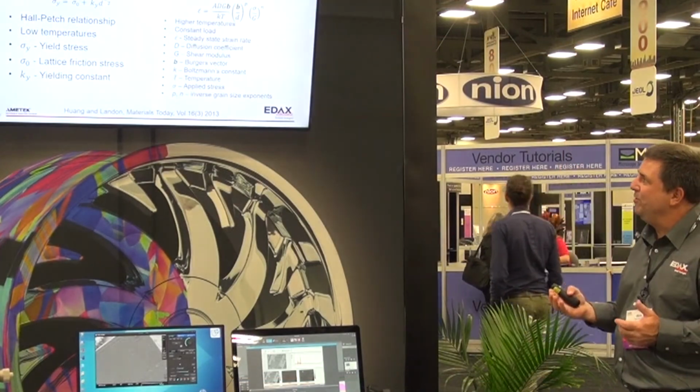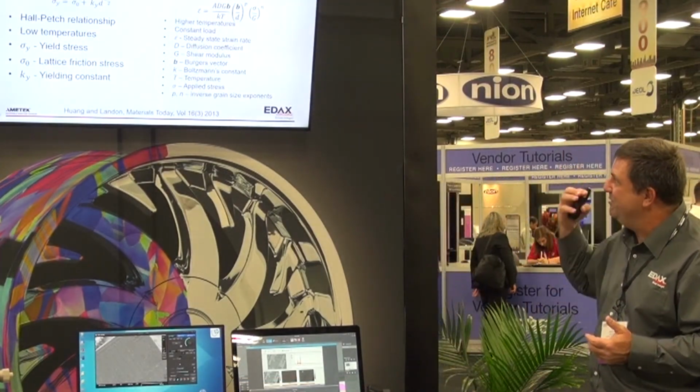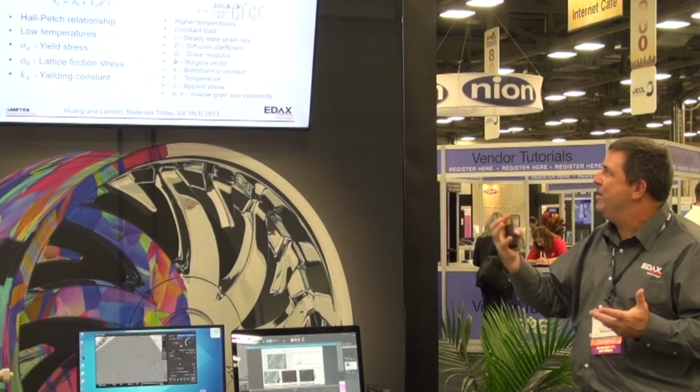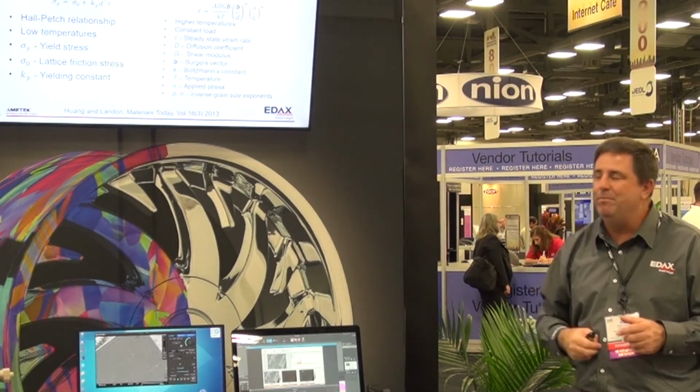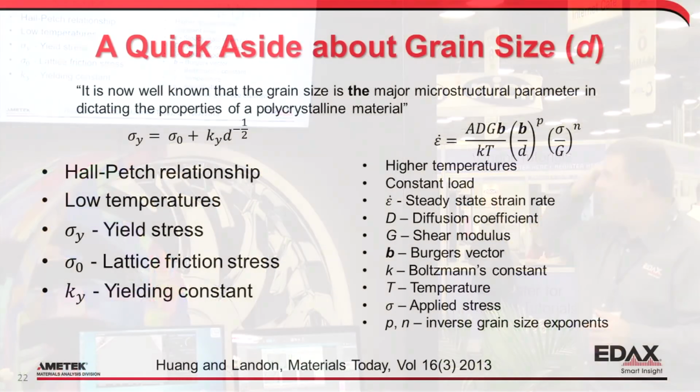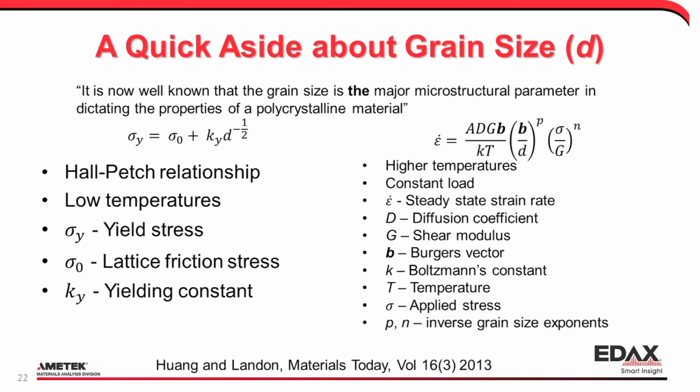And that's really important. You know, I like to put this quote up, is that grain size is often the major parameter used to describe polycrystalline performance. And so here's a Hall-Petch strength equation. Here's one for strain rate equation. So being able to quickly pull out that grain size information helps correlate to models of performance.